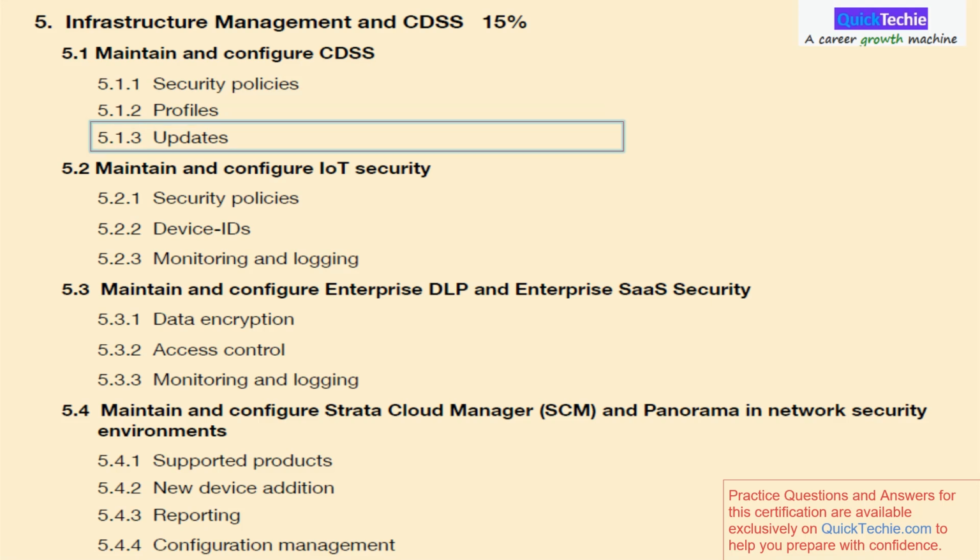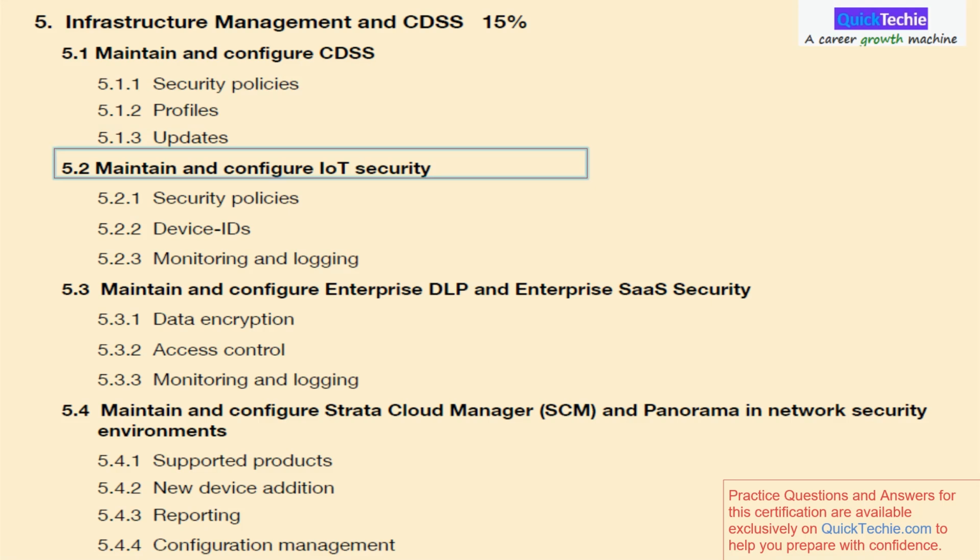5.1.3. Updates. Explanation. CDSS relies on continuous updates for threat intelligence, application identification, App-ID, and other security components. Maintaining these updates ensures the system can recognize and protect against the latest threats and new applications. Scenario. Palo Alto Networks regularly releases updates for its threat database. You need to ensure your CDSS is configured to automatically download and install these updates to protect against newly discovered malware variants or command and control servers.